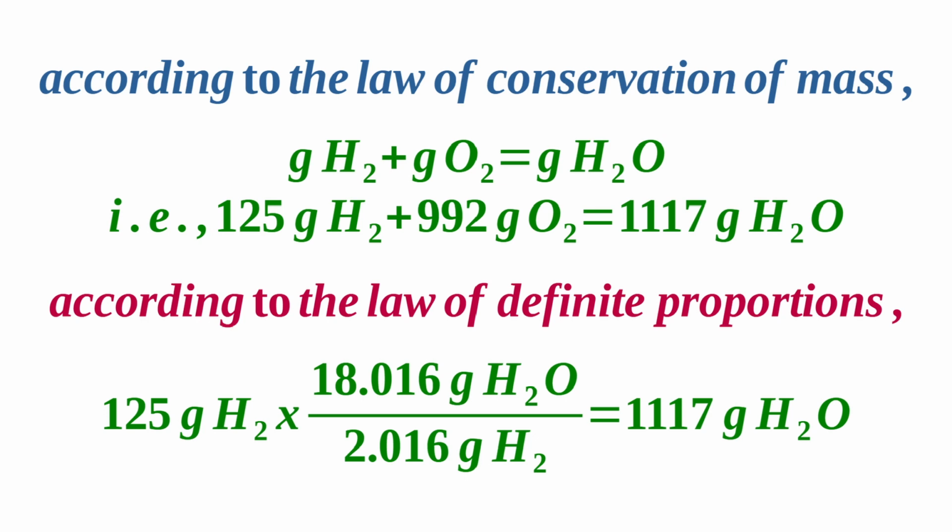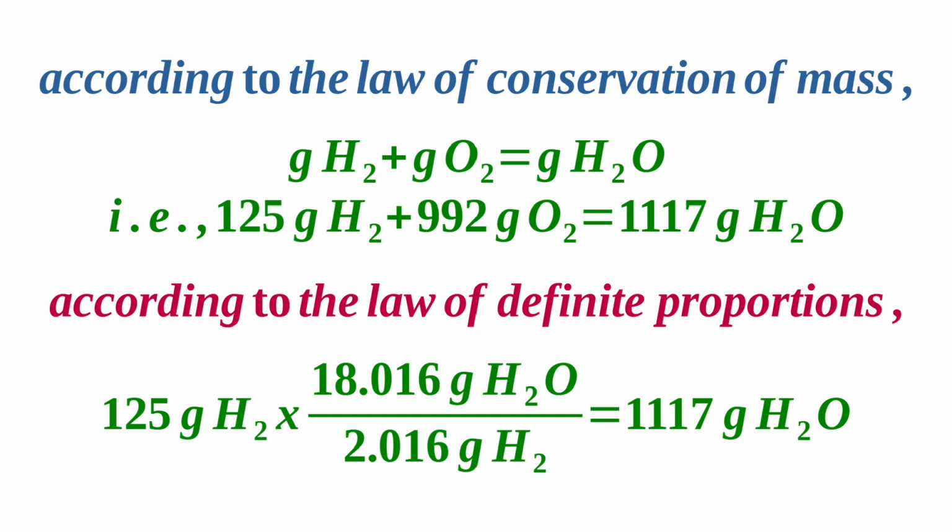As an alternative method, one can apply the law of definite proportions using the mass of H2 given in the problem as the given info of the factor label method and the known ratio of 2.016 gram H2 to 18.016 gram H2O obtained using the periodic table and the balanced equation.